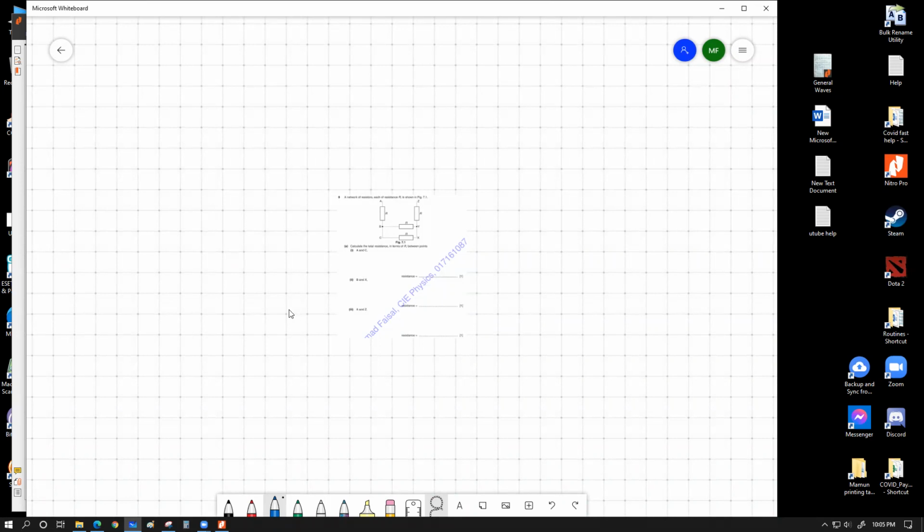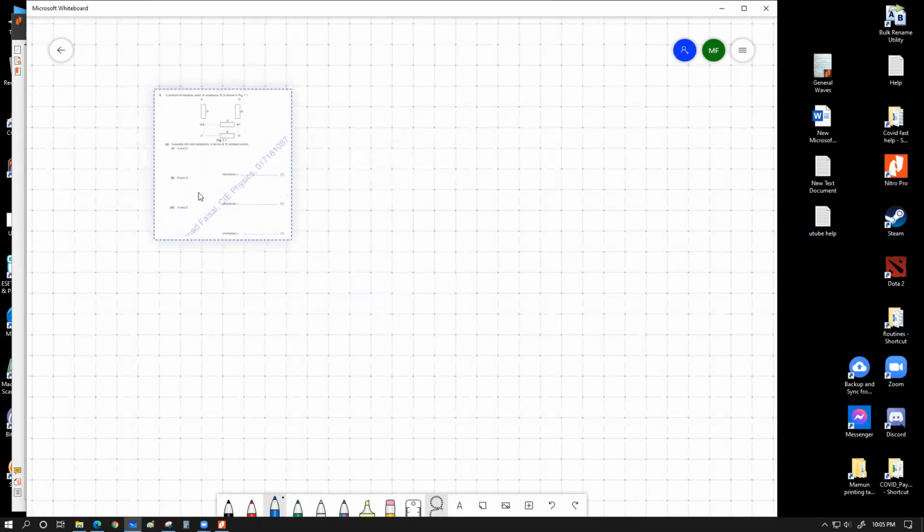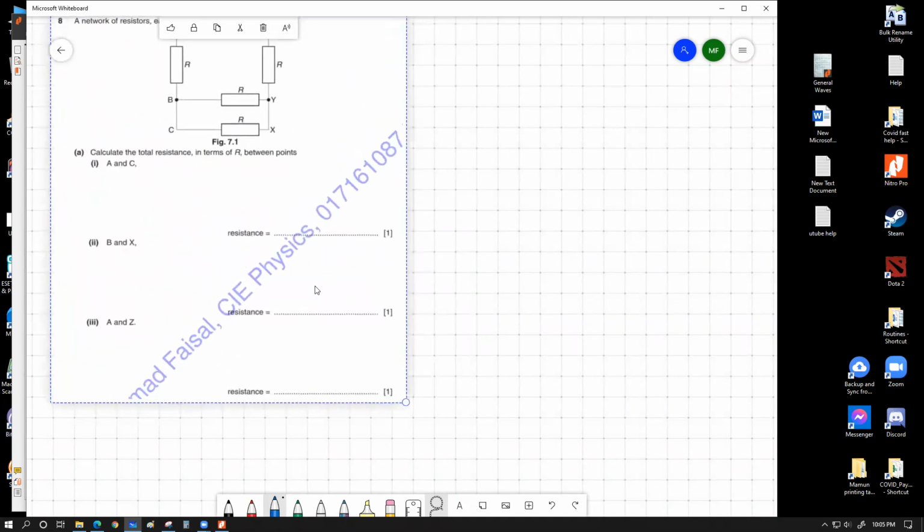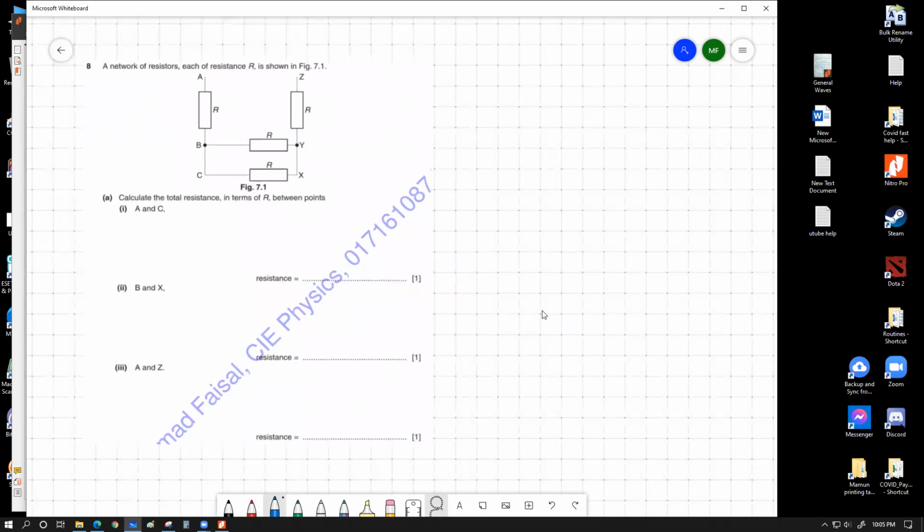So let's see. This is a resistor combination that we have. Now we have an open-ended resistor combination over here. So we have 6 node points labeled over here, A, B, C, X, Y, Z. Now, this is the interesting problem which we haven't come across earlier in our O levels.